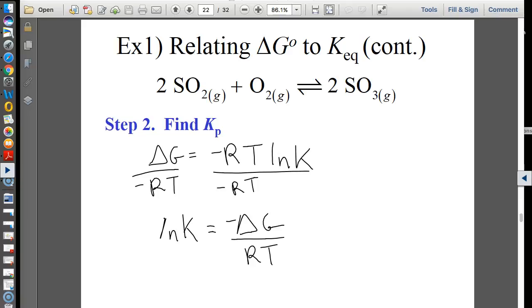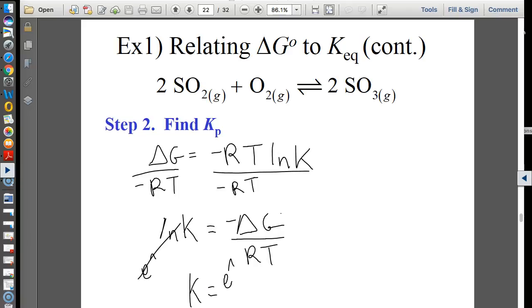Now, if you recall that the inverse operation of taking the natural log is raising it as a power of E, right? You recall that? So if I make this sign an exponent on E, that takes care of the natural log, and I'm left with K. So basically, I'm going to put in my Gibbs free energy divided by R times T, and then in my calculator, I'm going to say E to that answer.